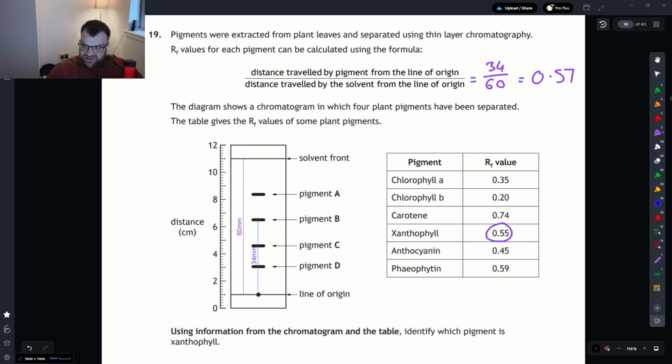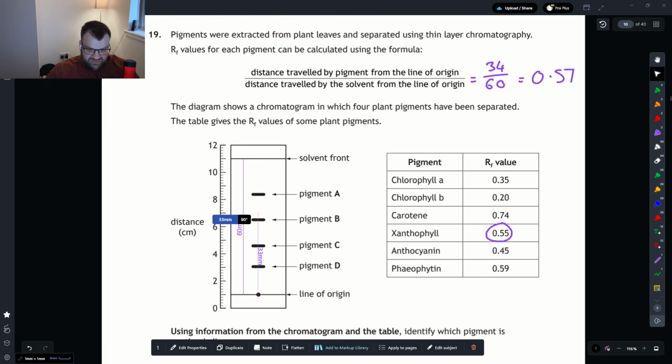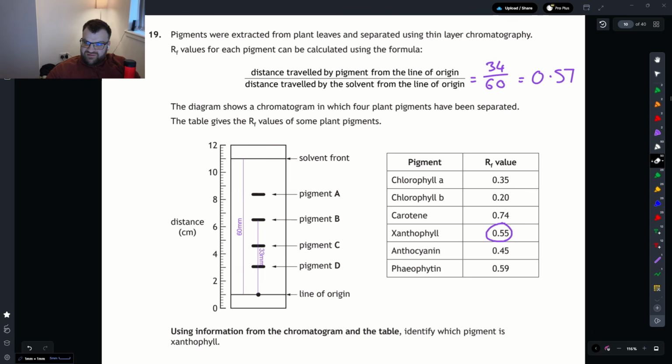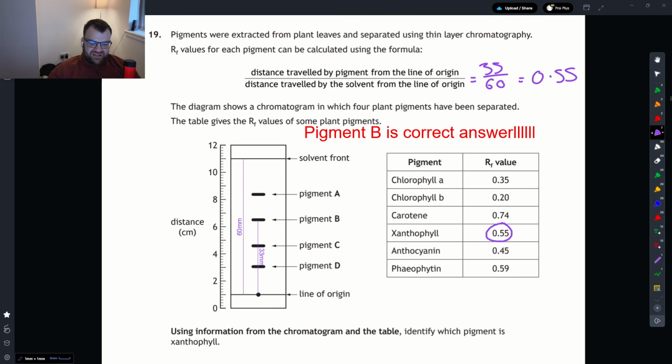Now, I've just clocked there that my line isn't quite in the right place. That was 33, which it should be. And that'll give me the exact value we're looking for. There's not other ones that were within a close value of that, so I still would have gone for, which one was that? C. Nope, B. Pigment B.